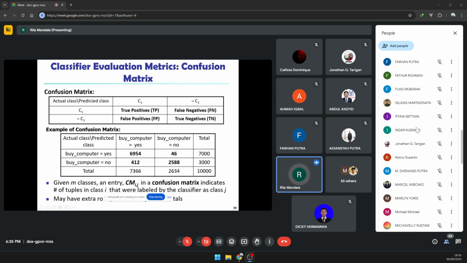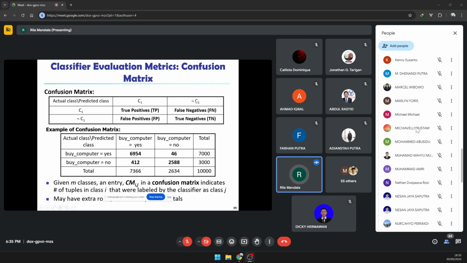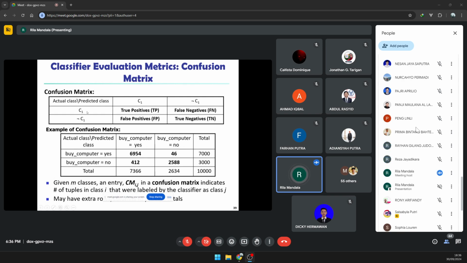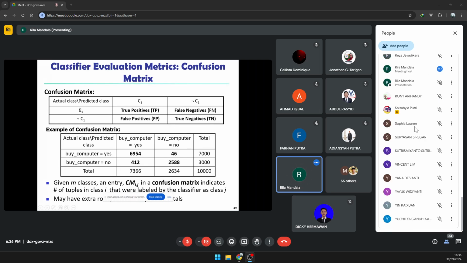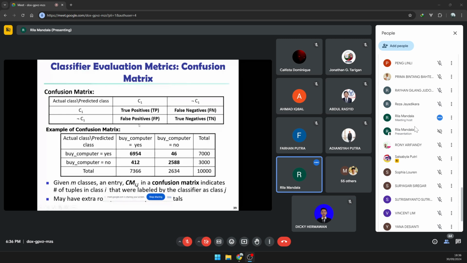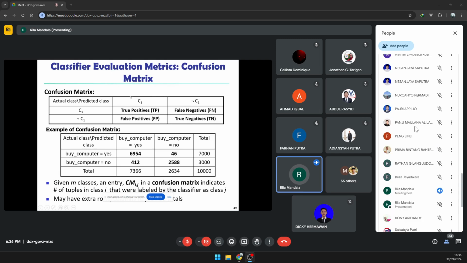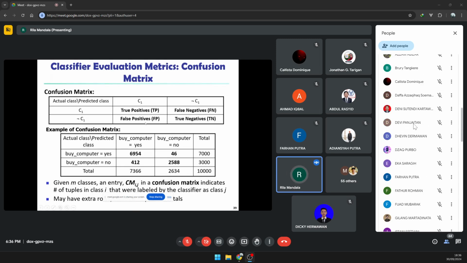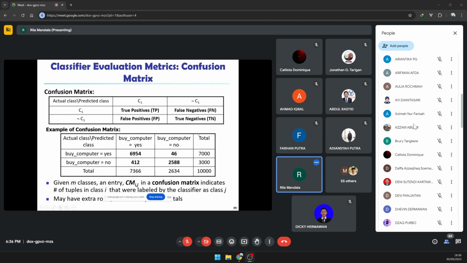But if the machine learning predicted the class as not C1, but actually that object is classified as C1 in reality, then it is called false negative. If the predicted class is C1, but the actual class is not C1, then it is called false positive. And if the predicted is not C1, and the actual class is not C1, then it is true negative.